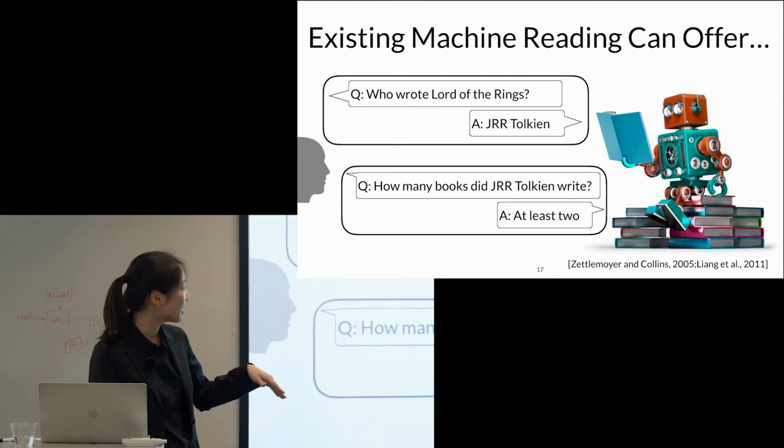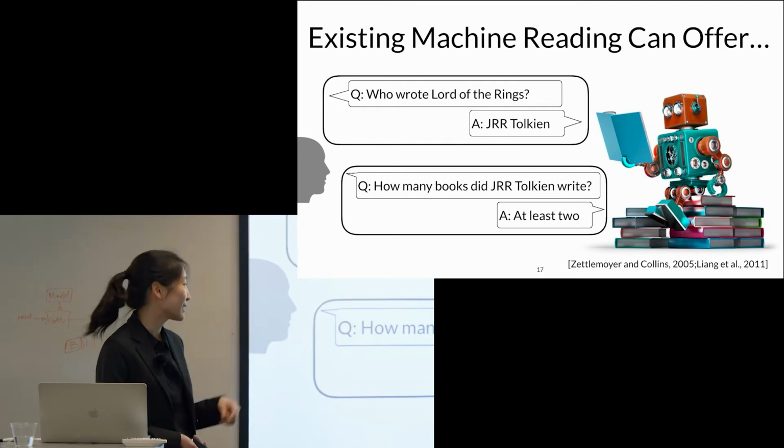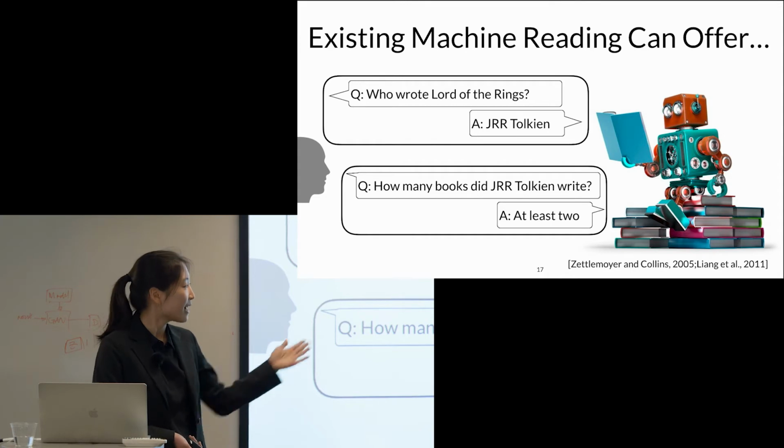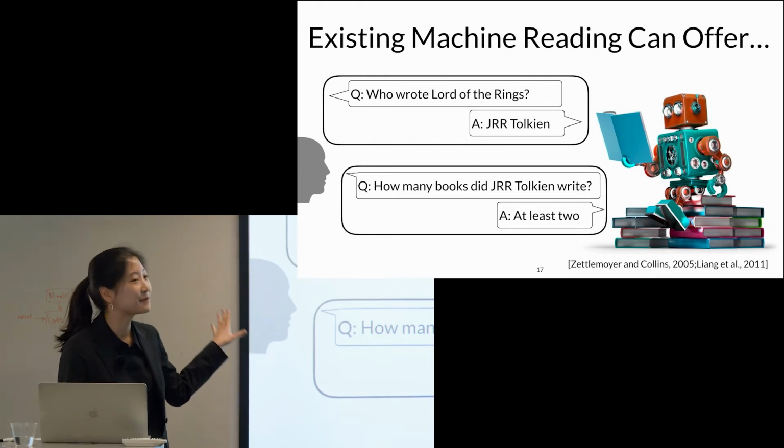And based on that graph, you could also do some kind of reasoning about counting as well. So if you ask how many books did J.R.R. Tolkien write, it should be able to answer that at least 2 or some number. Okay. So this is what we have been able to do.